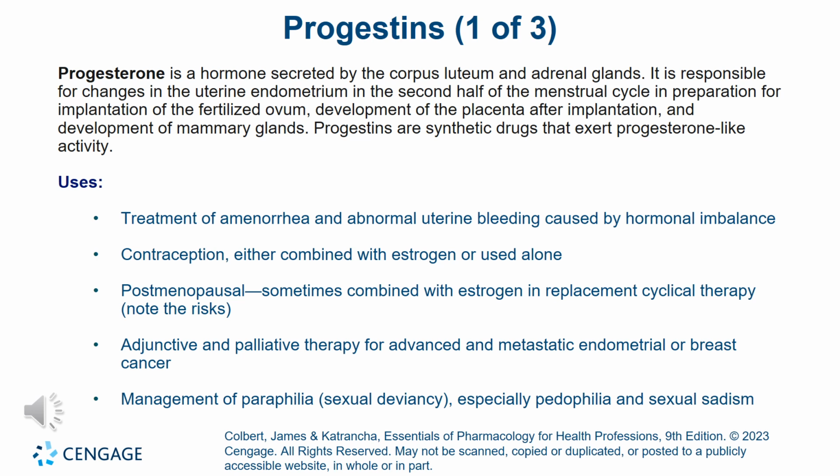They are used for treatment of amenorrhea and abnormal uterine bleeding caused by hormonal imbalance, contraception, either combined with estrogen or used alone, postmenopausal use, sometimes combined with estrogen in replacement cyclical therapy, adjunctive and palliative therapy for advanced and metastatic endometrial or breast cancer, and management of paraphilia, which is sexual deviancy, especially pedophilia and sexual sadism.